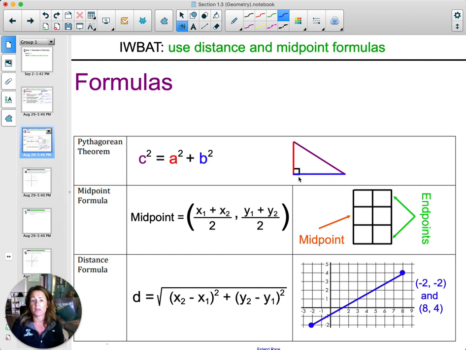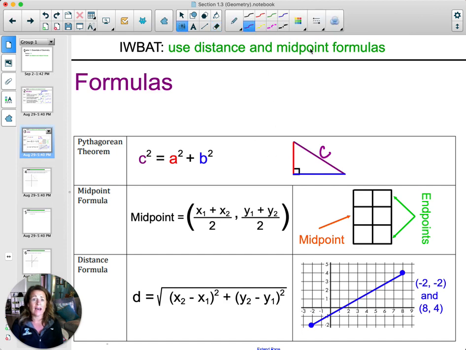It's important that this is a right triangle. It has to be a right triangle. And again, you need to see the right angle. You need to see this box right here that tells you that that's a 90-degree angle. Can't just look like a 90-degree angle, has to actually be one. Then the c is the hypotenuse, which is across from the 90-degree angle.